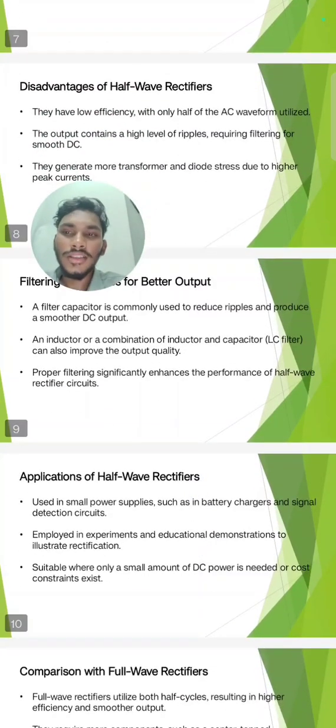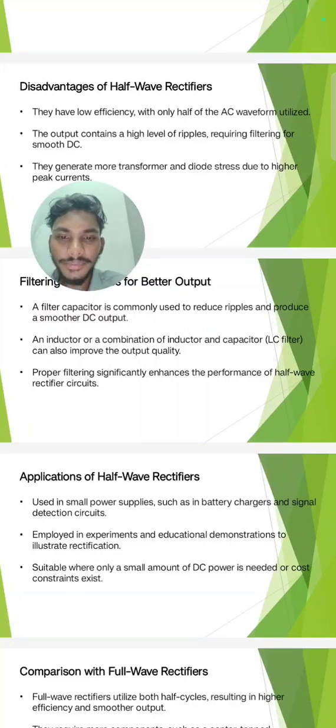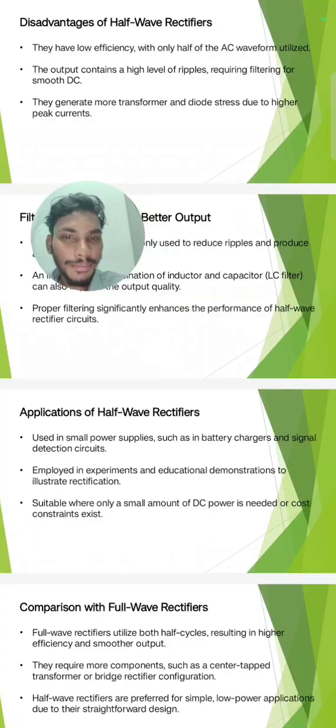So where can we use these half-wave rectifiers? Applications of half-wave rectifiers are in small power supplies such as battery chargers and signal detection circuits, and they are employed in experiments and educational demonstrations to illustrate rectification. They are suitable where only a small amount of DC power is needed or cost constraints exist. As we know, they usually do not cost much.